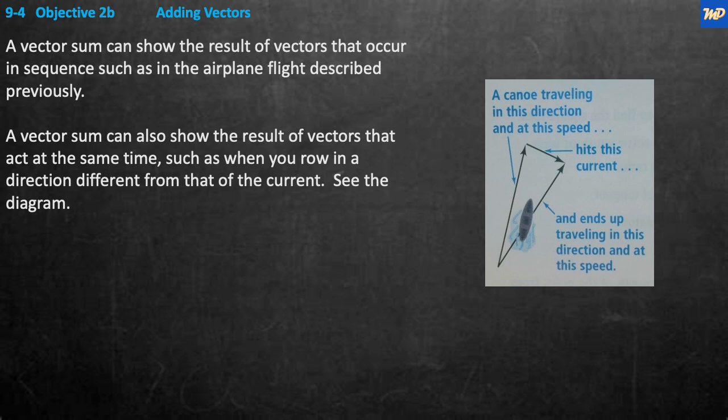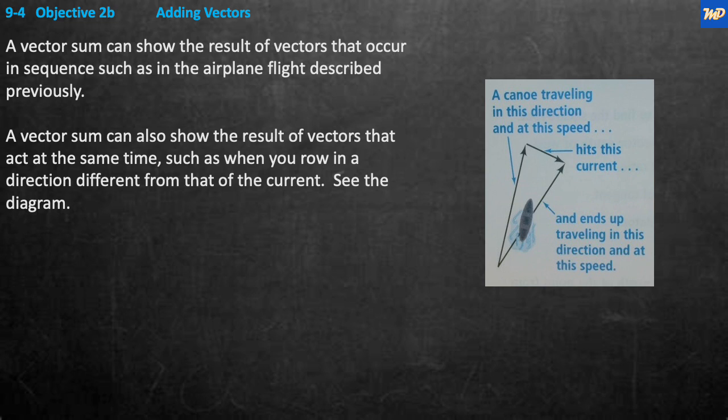It says adding vectors. A vector sum can show the result of vectors that occurred in sequence, such as in the airplane flight described previously. A vector sum can also show the result of vectors that act at the same time, such as when you row in a direction different from that of the current. See the diagram. So in the plane flight, the plane went to one city and then to the other. So those two vectors could add, and you ended up with the resultant. But in this case, the vectors are adding simultaneously. You're heading in one direction, and there's another vector pushing you in a different direction. And that's what this picture is showing us.